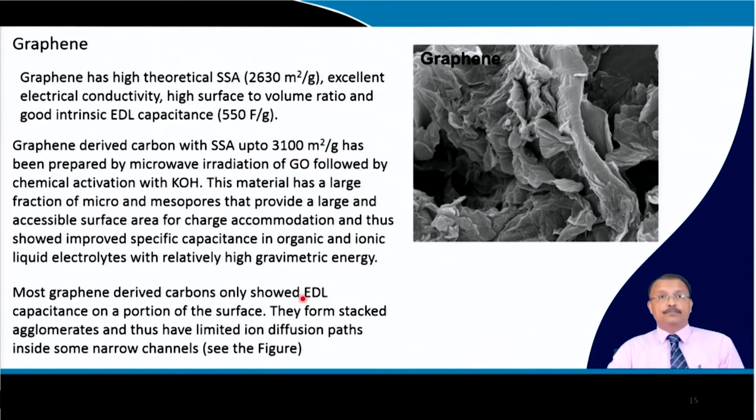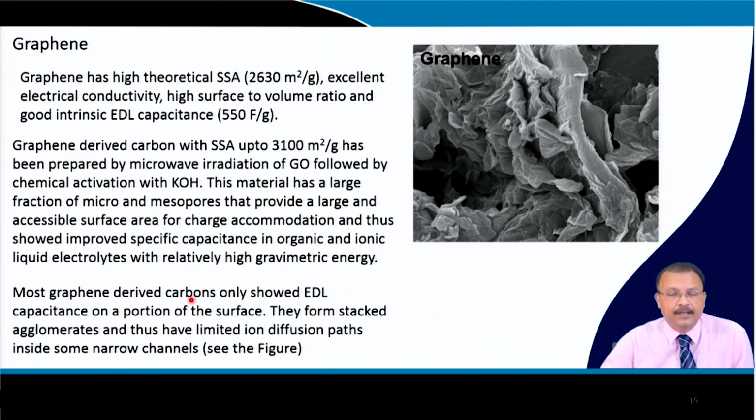People have used microwave irradiation of graphene oxide, and then activated it with alkali, potassium hydroxide, and for this type of material people have reported that they have a combination of micro and mesopores, and they provide a large accessible surface area for charge accommodation, and you will get improved specific capacitance in both organic as well as ionic liquid electrolyte. This electrolyte I will be covering in a later part of this module's lectures.